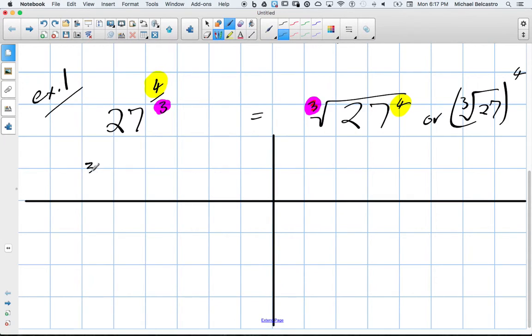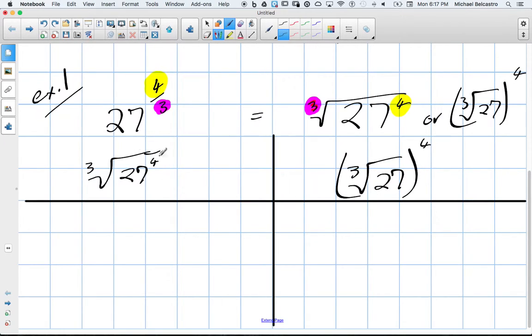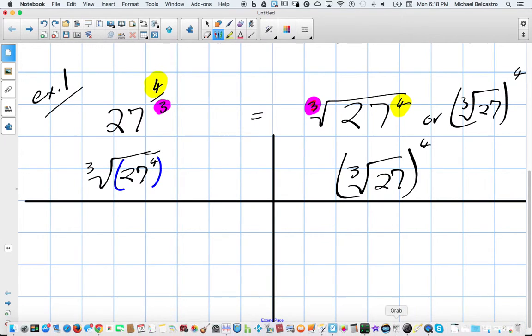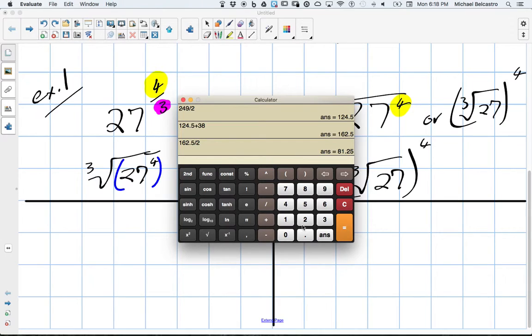So in this case, we have the third root of 27, and the power of 4 is underneath that, okay? And in this one, we have the third root of 27, and the power of 4 is kind of outside of that. We'll do this version first. So according to BEDMAS, we would do what's underneath the root. So 27 to the power of 4, which I cannot do in my head.